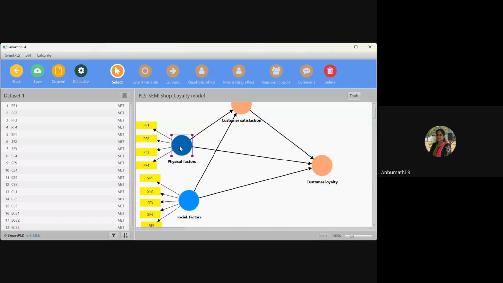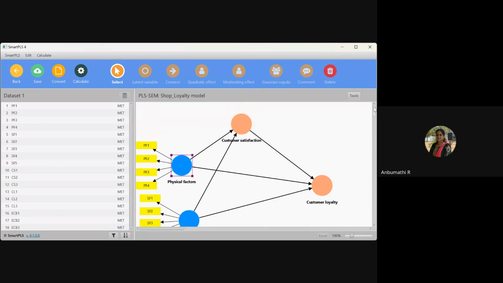If the arrow is away from the variable, it is reflective. But you can make this formative. As per our conceptualization, all are reflective. That's why we didn't change the arrow. But if you want to change it to formative, you can right click it again. You have the invert measurement model option. If you click this, you will have the formative model. But as per the conceptualization, ours is not a formative model. That's why I'm retaining the away arrow. It's the reflective model. Okay.